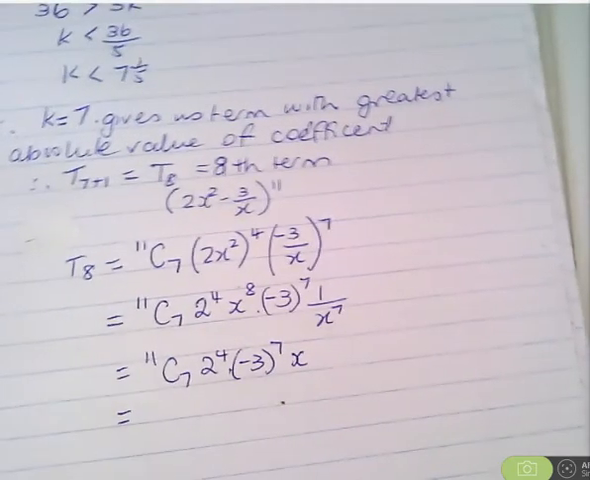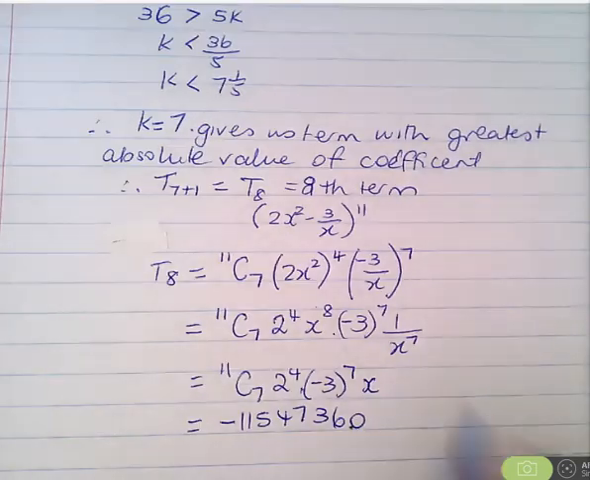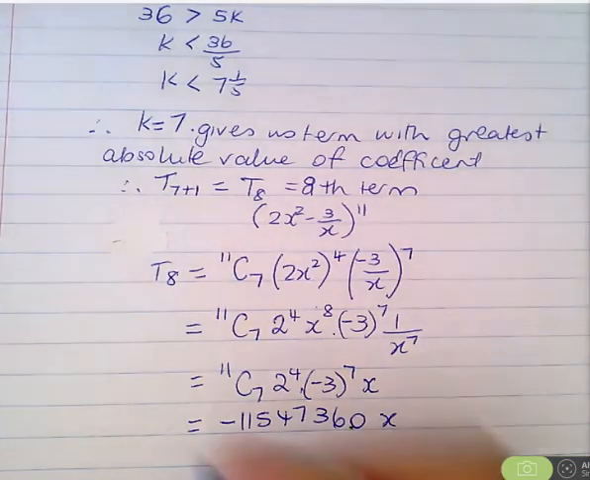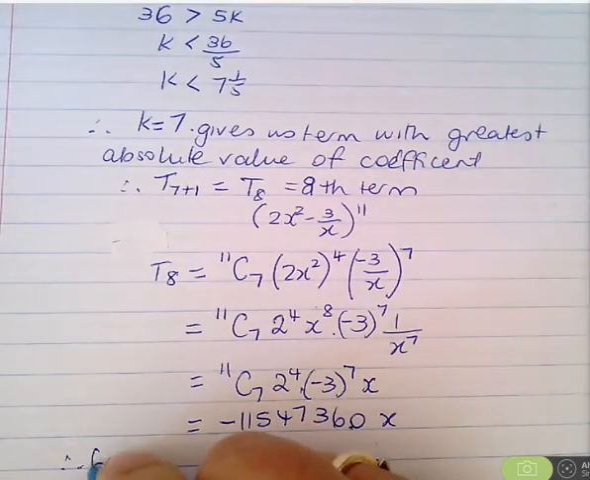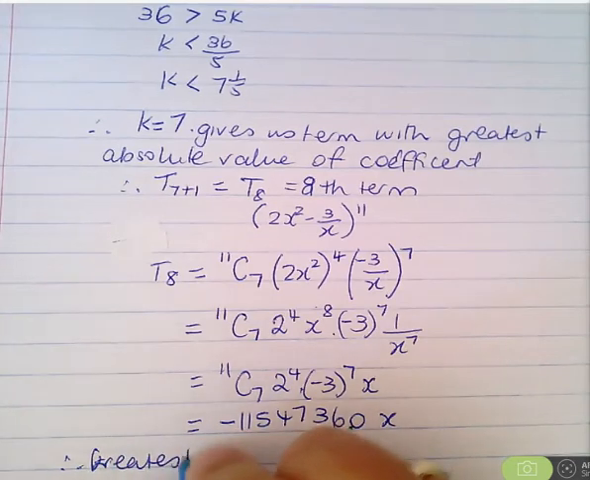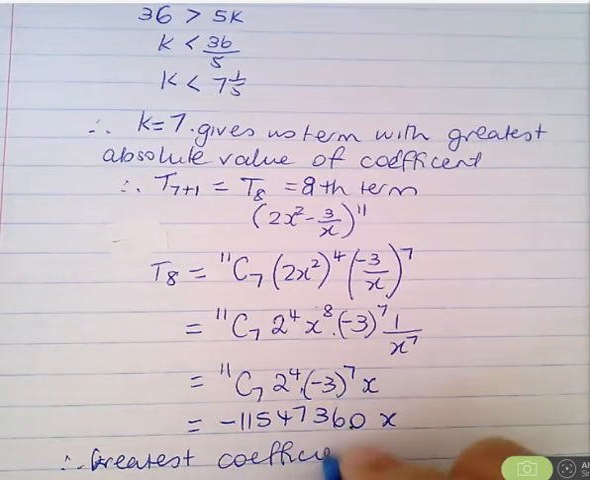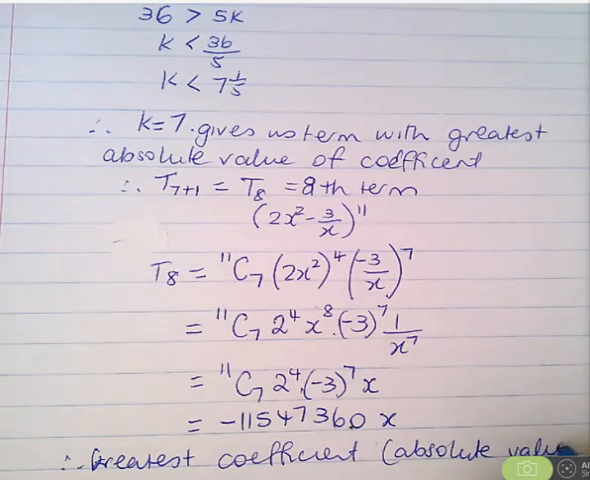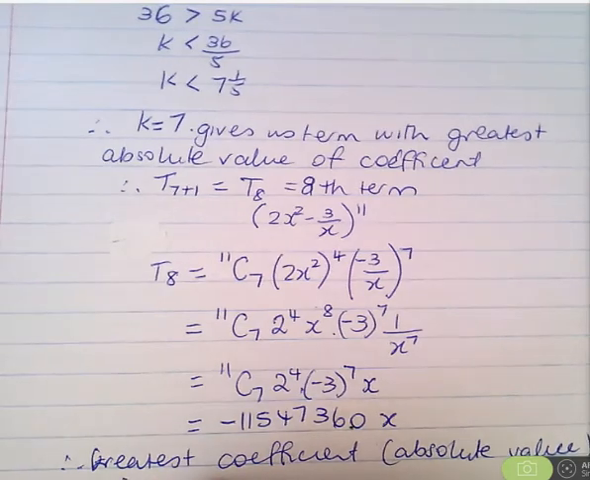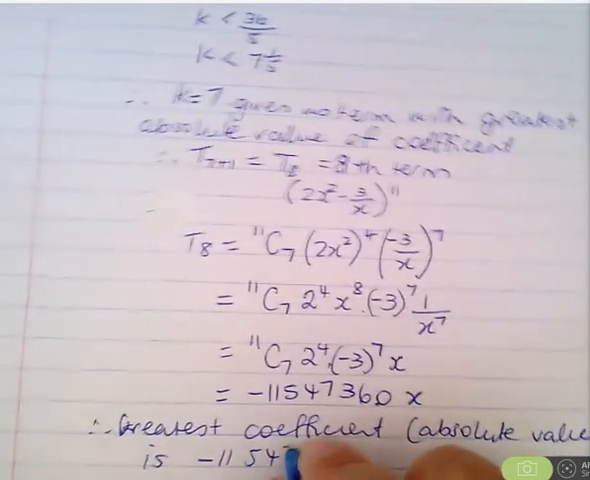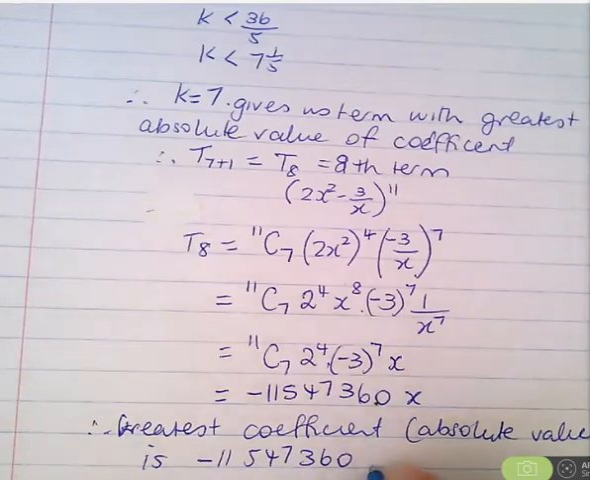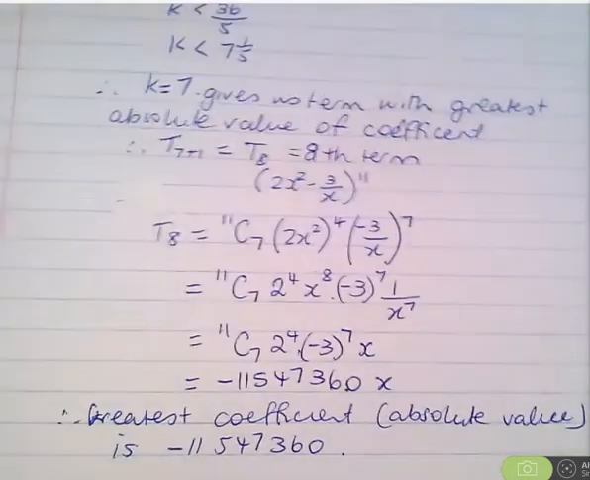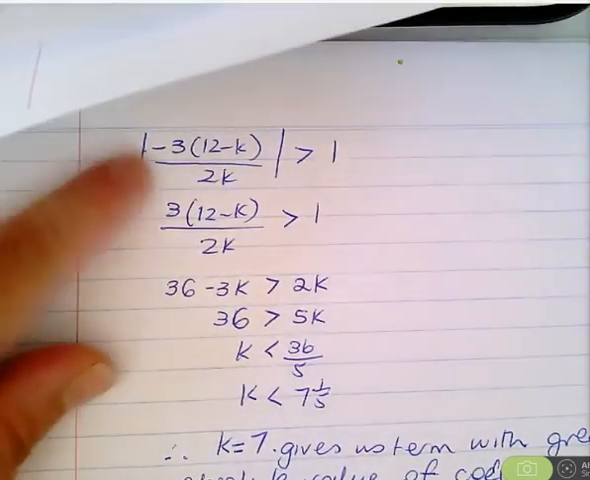So therefore, just working that out, this is the term with the greatest coefficient. Therefore, the greatest coefficient, but it is the absolute value. The absolute value of it is 11,547,360. Okay, now let's say you did not do the absolute value up here, that you forgot to do it.